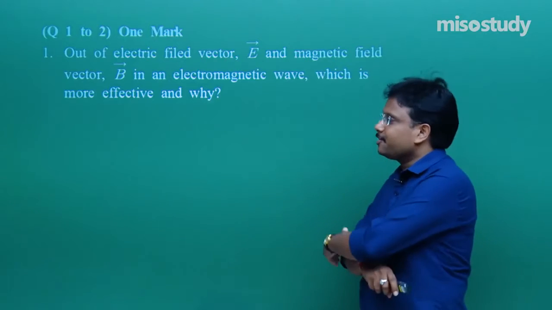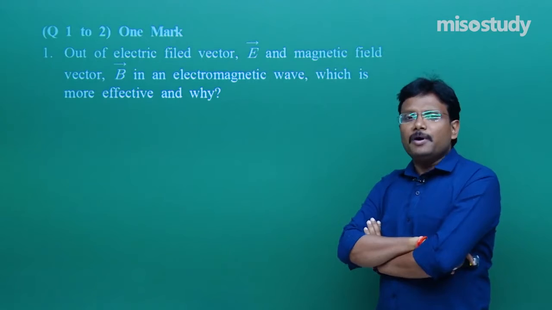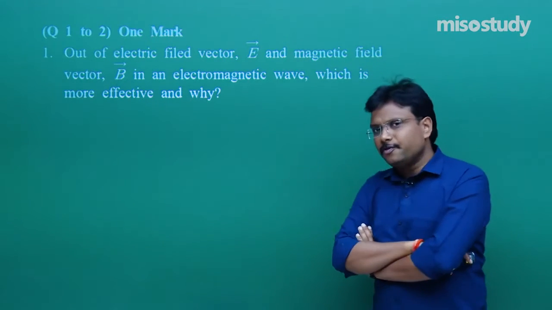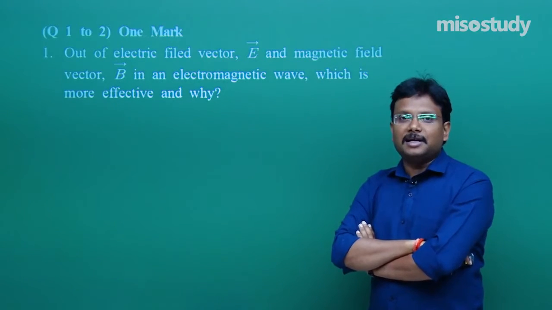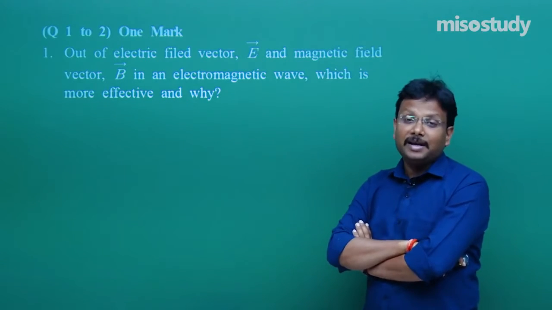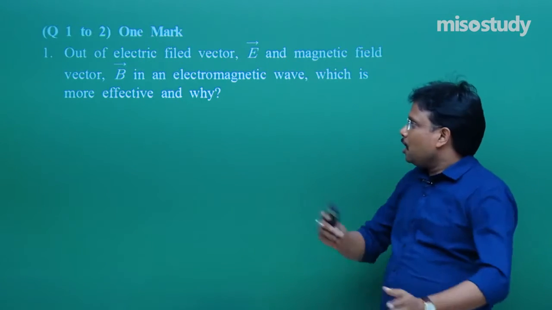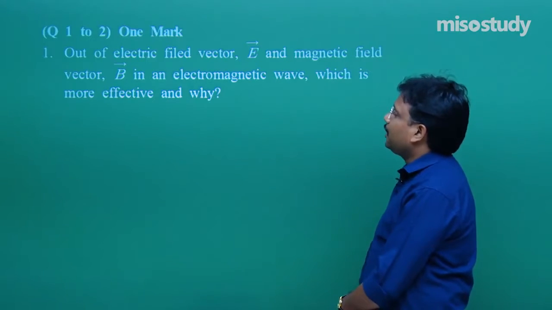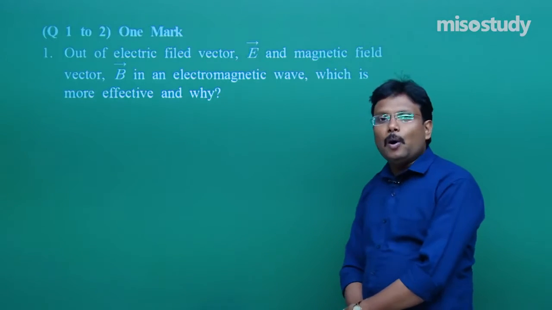Sometimes I fix this question specifically in this category. Sometimes you may feel I am going to get only 1 mark and the question is very long, but can't help it. If the examiner decided to design the paper like this, you have to provide the answer. Yes, if you can save your time, then you can do that. So, the question is, out of electric field vector E and magnetic field vector B in an electromagnetic wave, which is more effective and why?